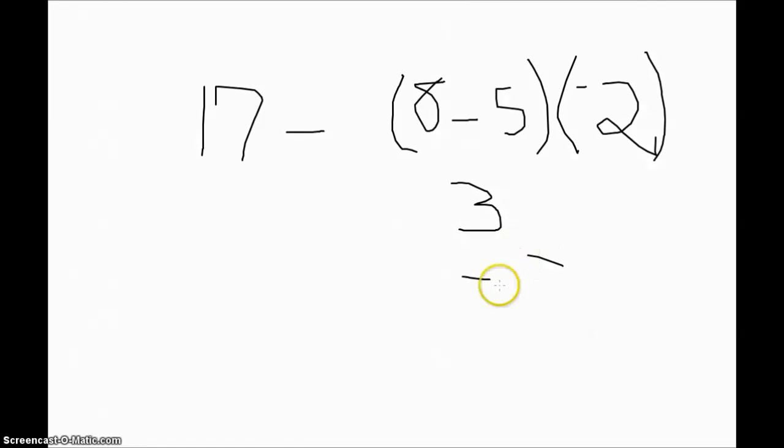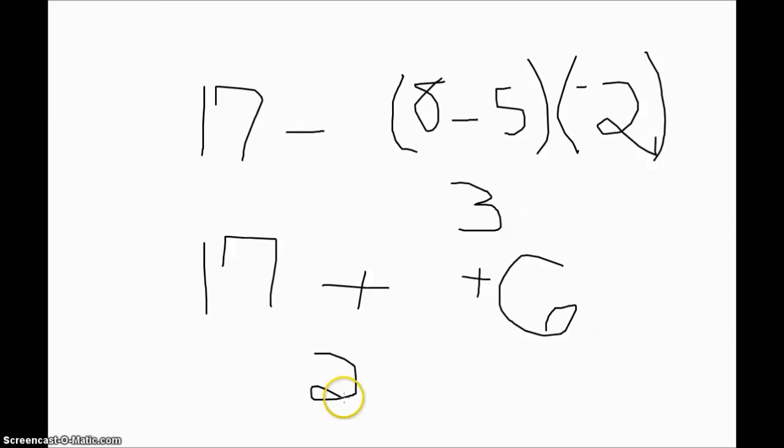So it's 3 times negative 2 is negative 6. So we have 17 minus negative 6, which would just equal plus positive 6. Well, 17 plus 6 is 23. Alright.